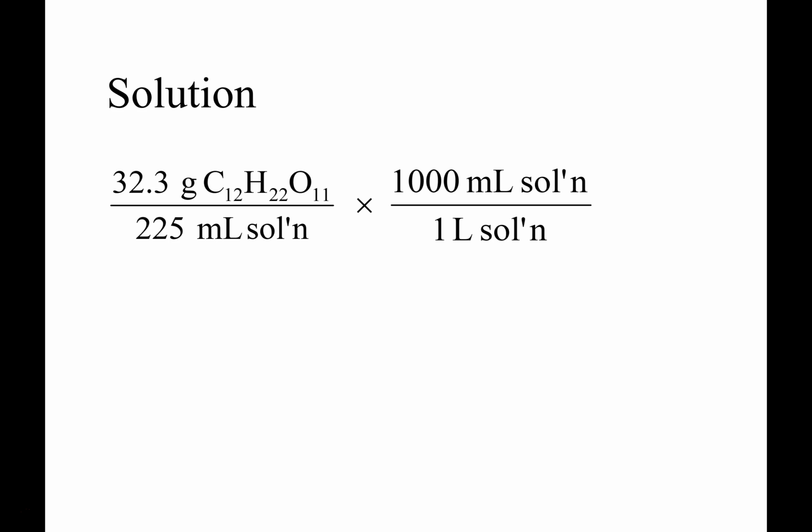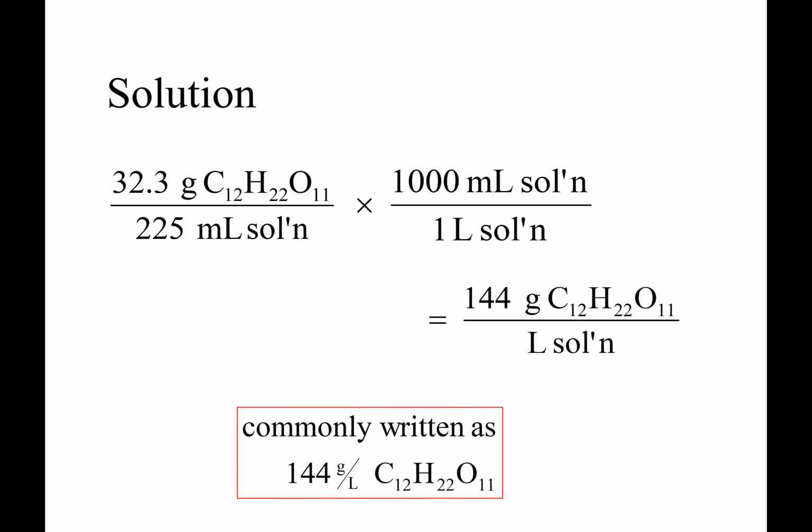How many sig figs? 3. So I got 144, and usually I would just say 144 G/L, 144 grams per liter. And then if I want, I could write sucrose, or the formula for sucrose, C12H22O11.